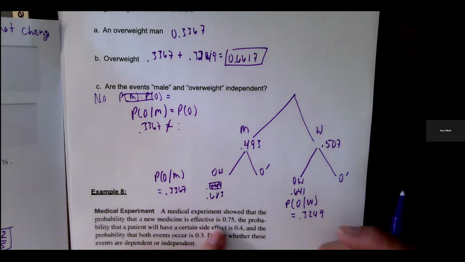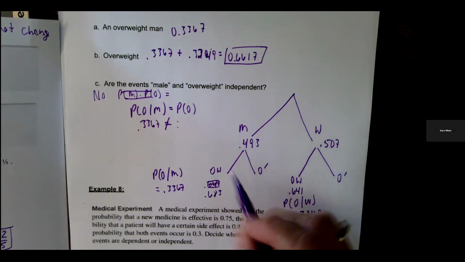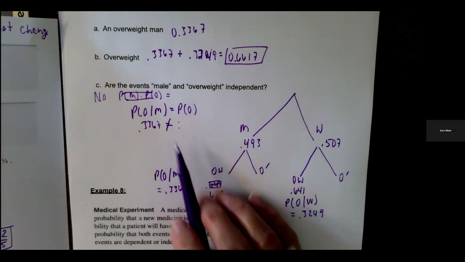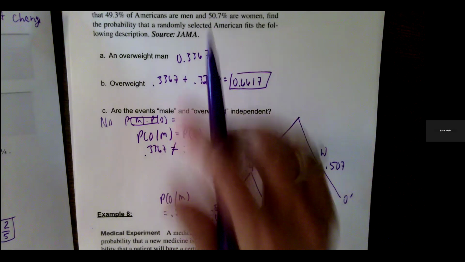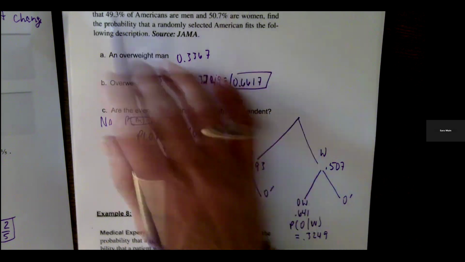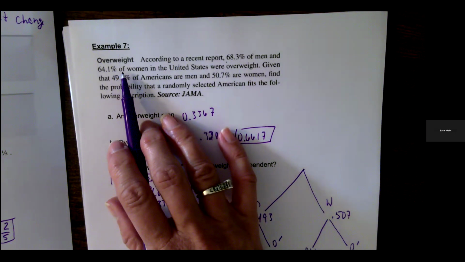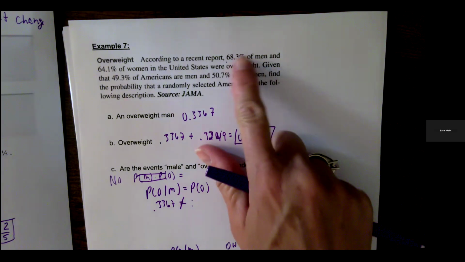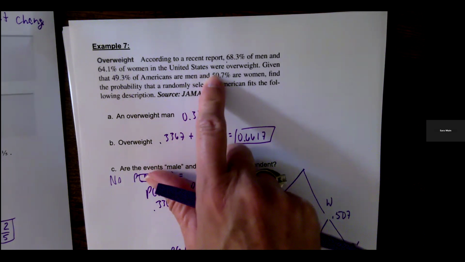Being overweight changes depending on if they're men or women. That's essentially how we know here. We haven't learned enough just to find the probability of being overweight overall, but they did tell us that given that they're men and given that they're women, we know their percentages.